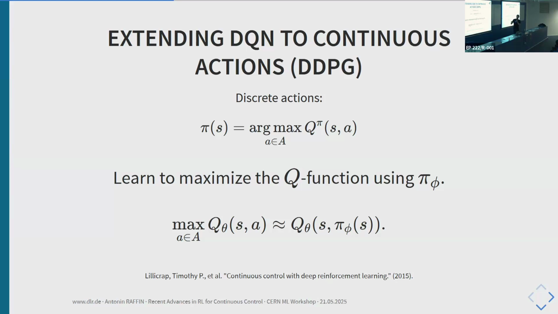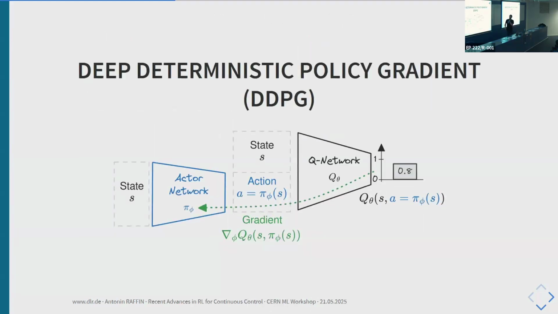And because Q of theta and pi of phi are both differentiable, the way you train everything is by just using gradient descent. So you will compute the current Q value estimated for the action taken by your policy. And then you will backpropagate the gradient to the policy such that this value is maximized.